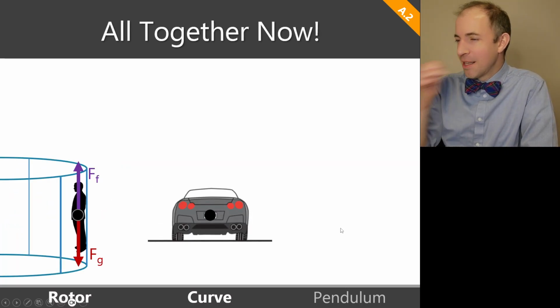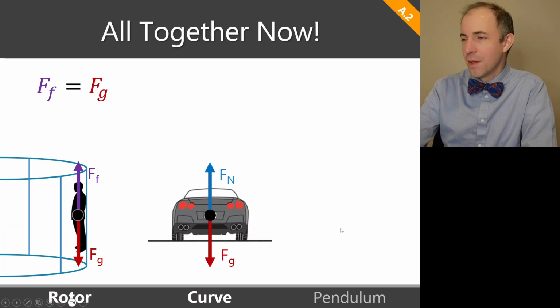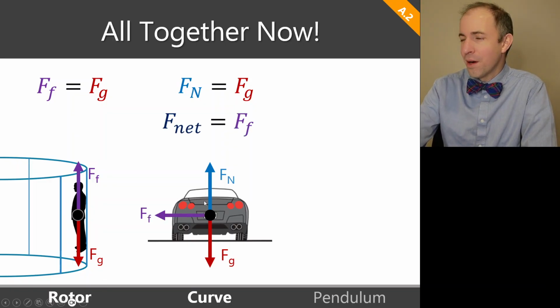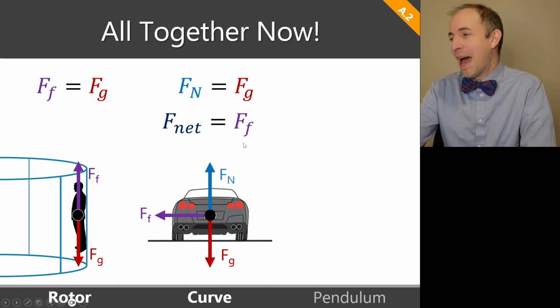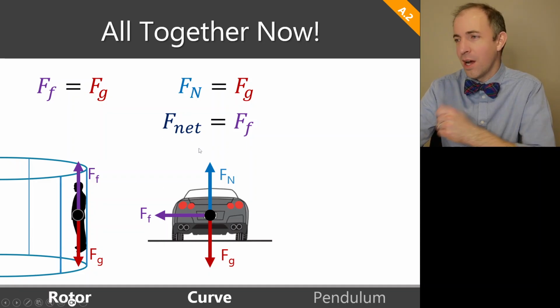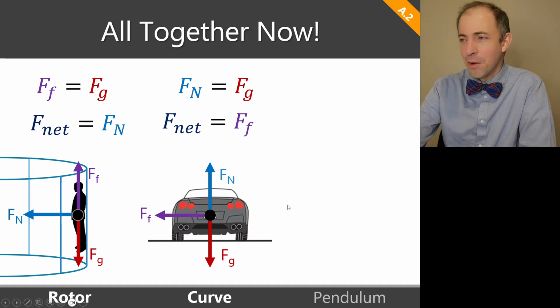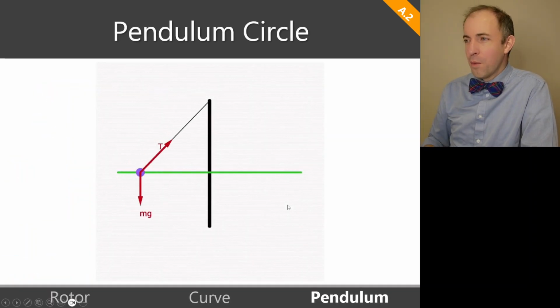All right, so altogether, as we saw before, we have a scenario where you have a force up and a force down that cancel each other out. So in this case, instead of Ff supporting Fg, we have Fn supporting Fg. And then, as we saw before, there is an inward facing force. In this case, it is Ff to provide that net force causing the circular motion to happen. Very similar to how Fn did it on the rotor. All right, we have one more scenario.